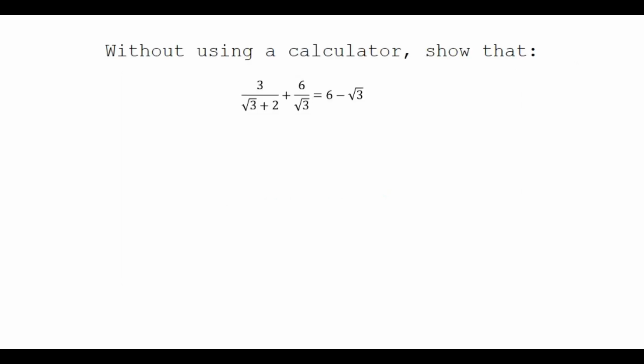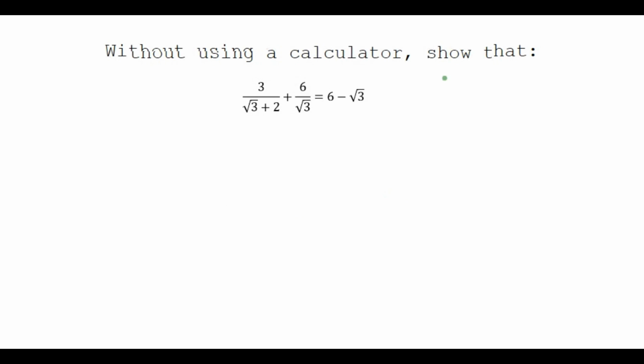The typical questions you get with this would say to you, without the use of a calculator, show that. Now, the word "show that" means prove. Alright, prove that. And they give us the following sum. They say 3 over root 3 plus 2 plus 6 over root 3 equals 6 minus root 3. In other words, what they want you to do is show that this left-hand side is equal to this right-hand side.